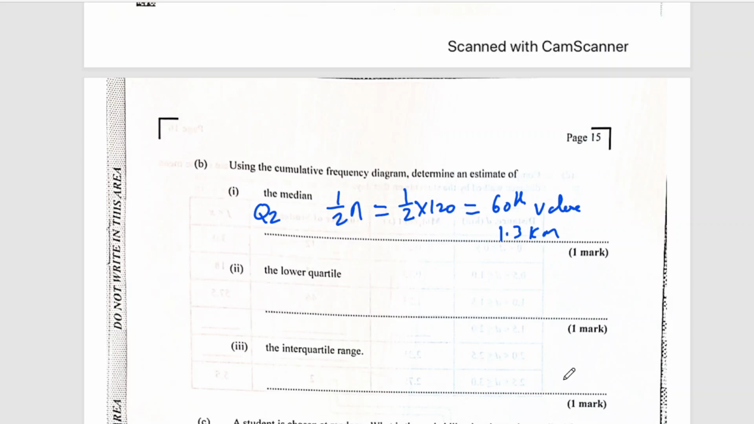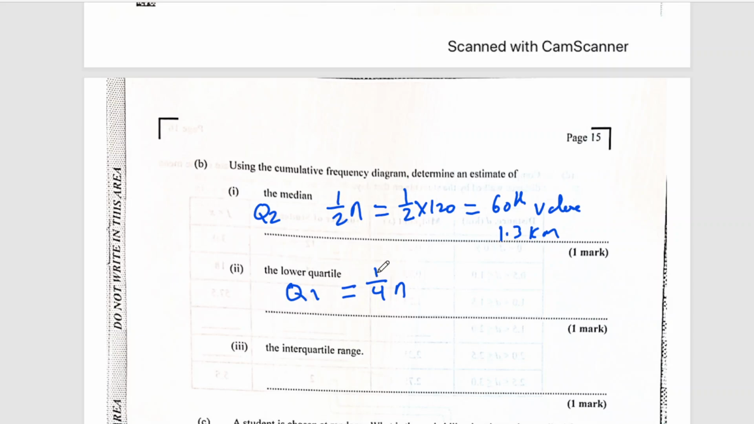Right. Next up, they ask to find the lower quartile. The next name for lower quartile is Q1, and lower quartile Q1 is a quarter N. Right? So let me do a quick recap on this now. They could ask for median, which is Q2, which is a half N. Find a half N, get that value, read it off from your graph, and we get what your median or your Q2 is. Quartiles now, they could ask for the lower quartile, which is Q1. They could ask for your upper quartile, which is Q3.